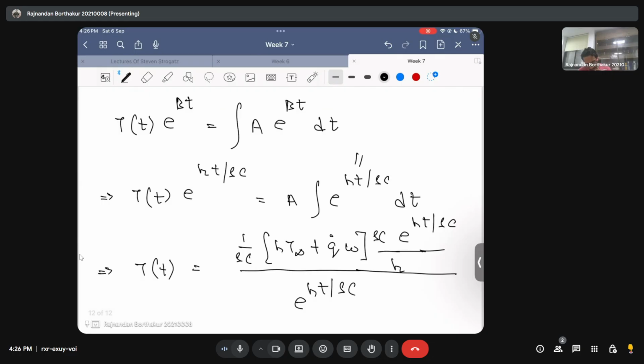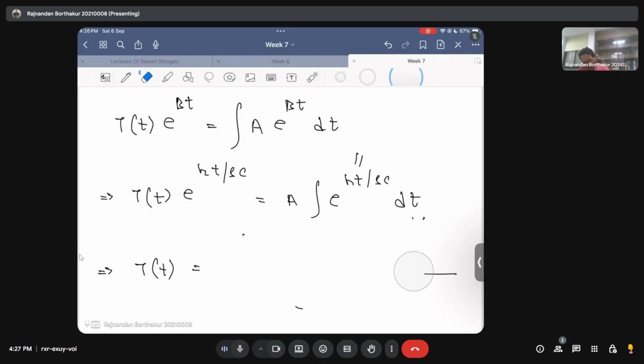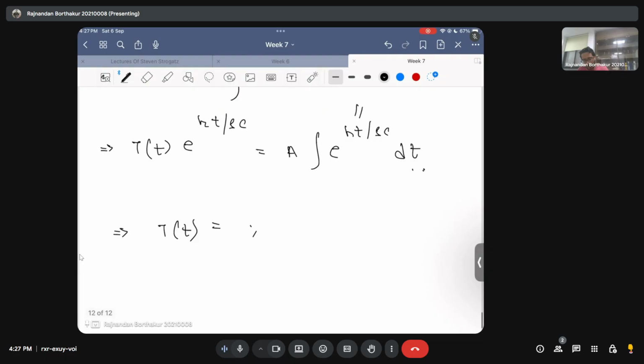Did I make any mistake? I'm just checking the algebra. Okay, anyways, I'll check the algebra from my end and post the result. But you just need to do this integration to evaluate T of t. Once you do this, you substitute the value of this temperature, 79 degrees Celsius, and you will eventually get the time here.